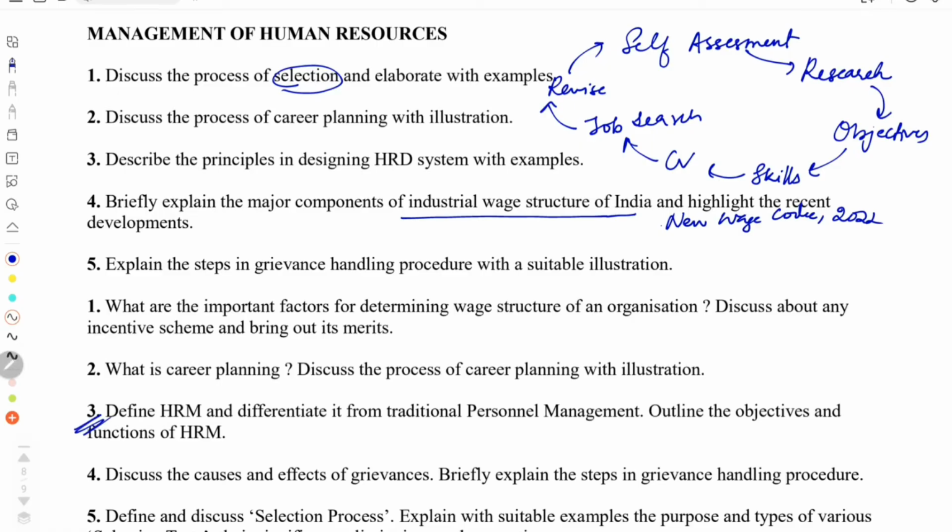Okay, so discuss the causes and effects of grievances. Briefly explain the steps in grievance handling procedure. Again, a repeated question, we have already discussed.